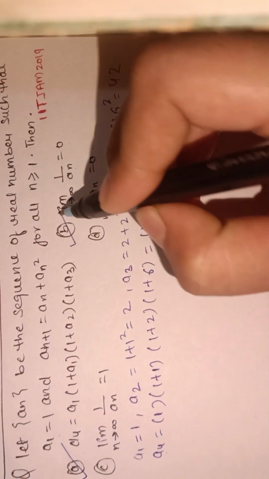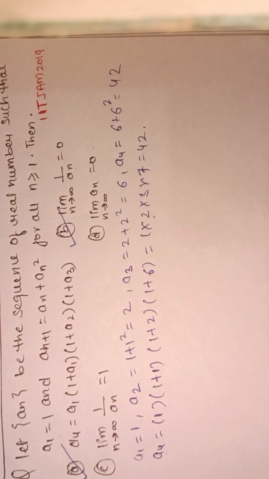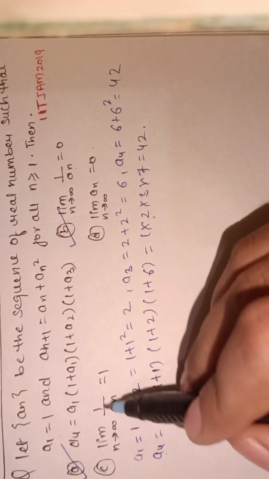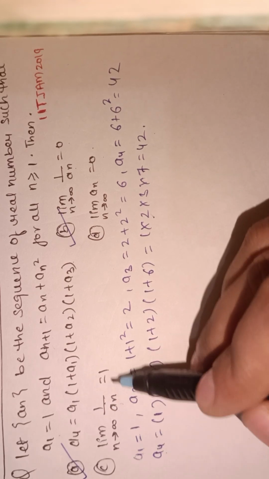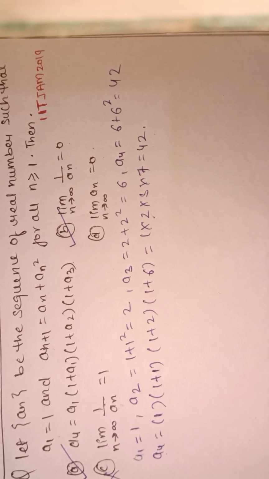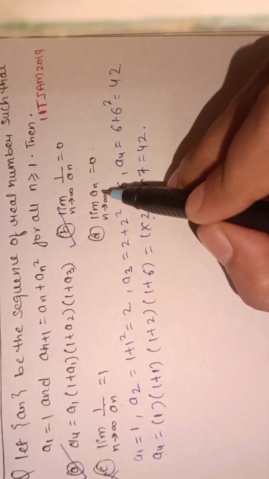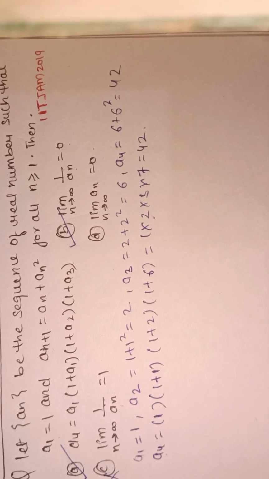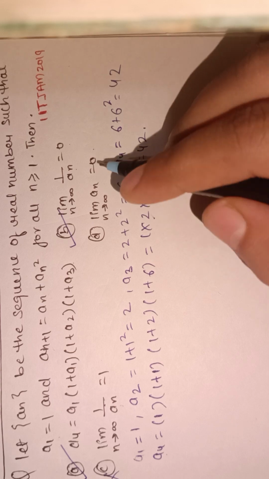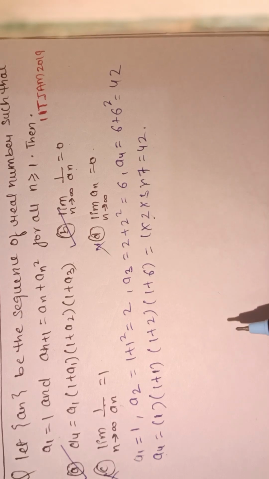So this option is also correct, because a_n is increasing and its reciprocal is decreasing. So this a_n and 1 upon a_n as n tends to infinity is not equal to 1. So this option is incorrect. Now option D: since this sequence is an increasing sequence, as n tends to infinity, it goes to infinity, not equal to 0. So this option is also incorrect.